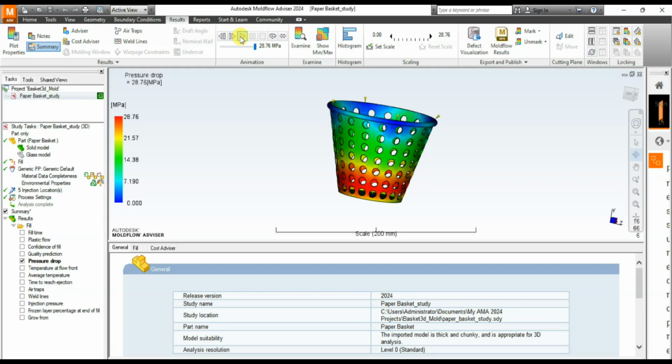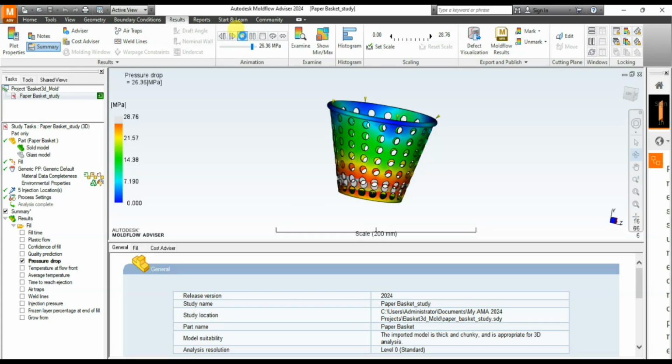The pressure drop result is one of the factors that is used to determine the confidence of fill result. That's the previous fill preview that we took just before the quality prediction. So it means the pressure drop is proportionally related to the confidence of fill results. This is very important. I'm going to elaborate more shortly.